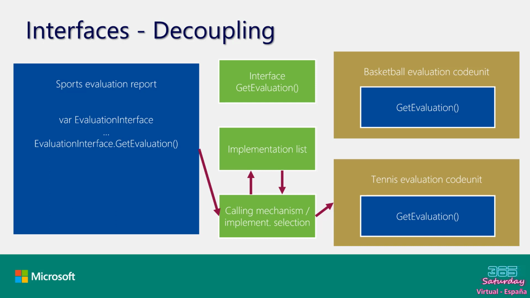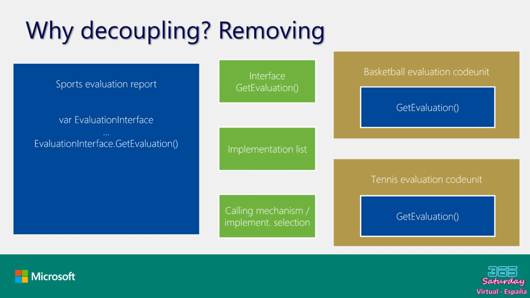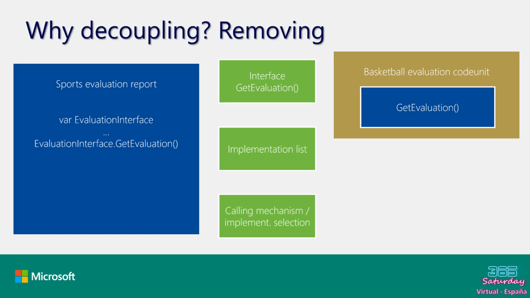And now we can just use the evaluation interface because that is all we need. We only need to worry about the interface, and we just call the method on the interface, and the rest will be handled in the background, as we will see in a minute. Again, why are we doing this? Because, for example, we can just remove the tennis evaluation code unit and we're still fine. Because now the implementation list knows, okay, there's no tennis evaluation anymore. The calling mechanism will never call the tennis evaluation. And because of that, we're just fine. Nothing will break. If you remove the component in that way, then still the others are able to still work.